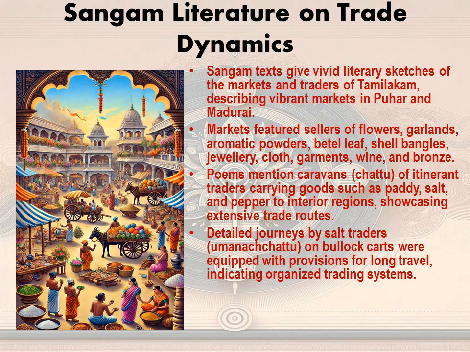Detailed journeys by salt traders, who are also called Umana Chattu, on bullock carts were equipped with provisions for long travel, indicating organized trading systems. So, salt traders had to travel for a very long time, and thus their bullock carts were a bit different from others, with provisions for long travel. And thus, we get an indication that there was a very well organized trading system.